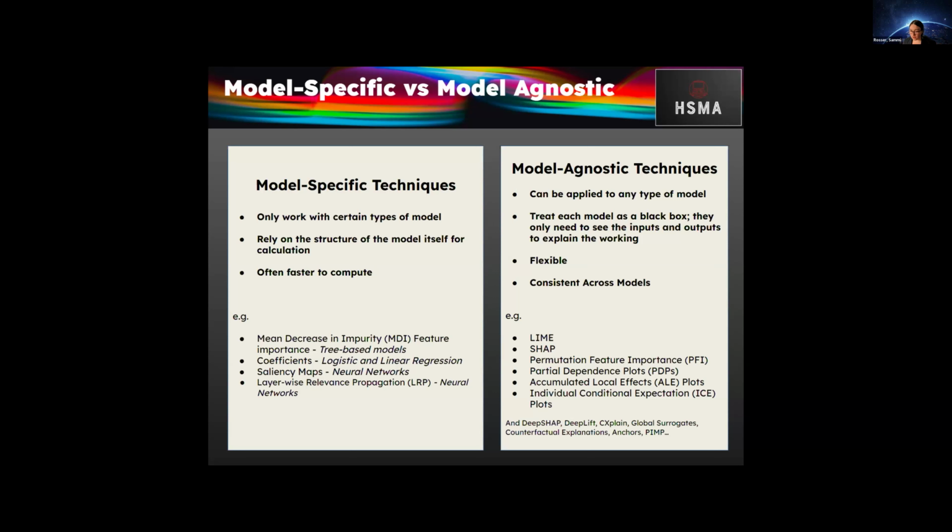Now, the ones we're going to talk about today are SHAP, permutation feature importance, partial dependence plots, and individual conditional expectation. But there are loads more, and more seem to be cropping up all the time. There is LIME. I'm not going to try and say the acronym because I've completely forgotten what it is. Accumulated local effects plots, all sorts of additional things like global surrogate models, anchors, counterfactual explanations. So I'm just giving you some of these on this slide so that you can go away and have a look into them if you want to find out more about the world of explainable AI. But the ones I've chosen today should give you a really good starting point.